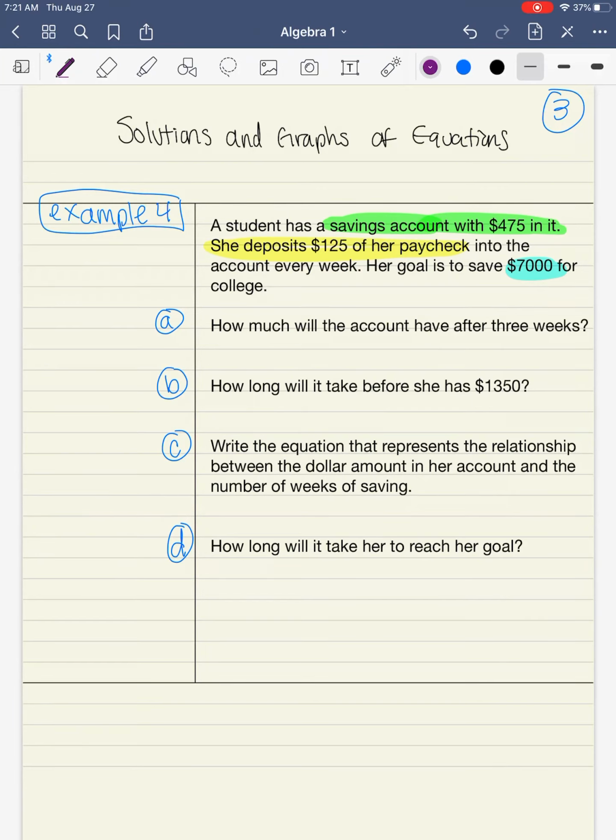So I want to represent this using a table. The goal of this lesson is to see how solutions can exist in a graph, in a table of values, and an equation. So our input here is going to be time, or weeks, and then our output is going to be our amount in the account.